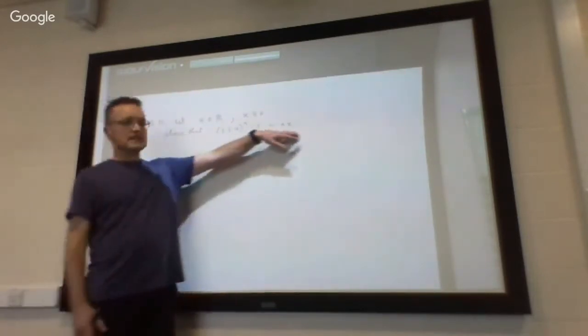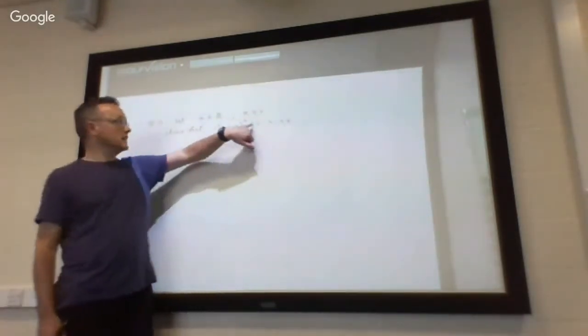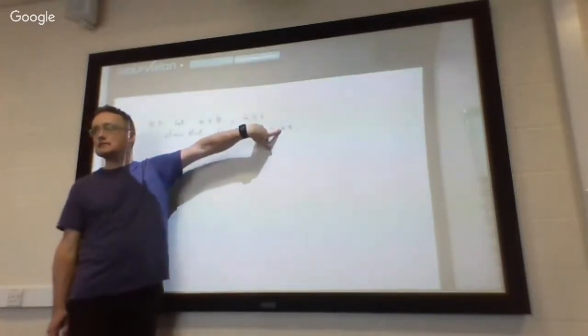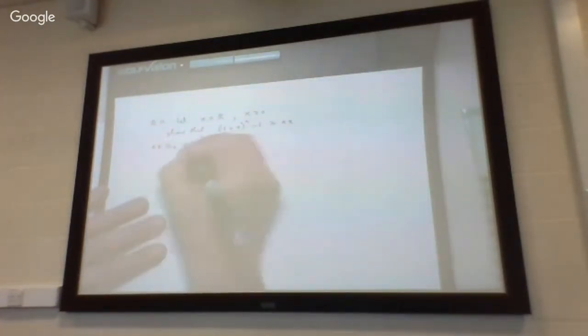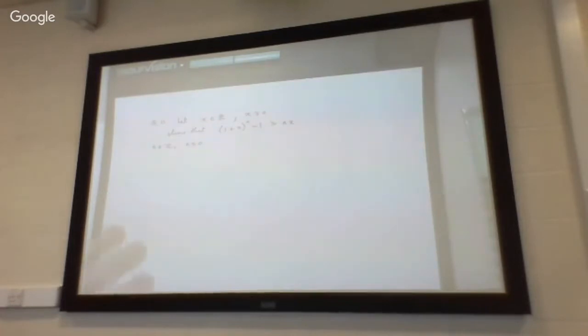But really, this is an infinite set of inequalities indexed by n. We should understand that n is a positive integer. Does it give a starting value? So n equals 0, 1, 2. Okay. So n is an element of the integers, n is greater than or equal to 0. So again, a good candidate for induction.